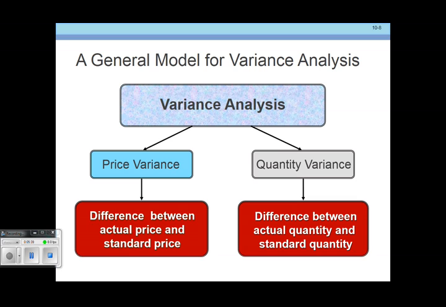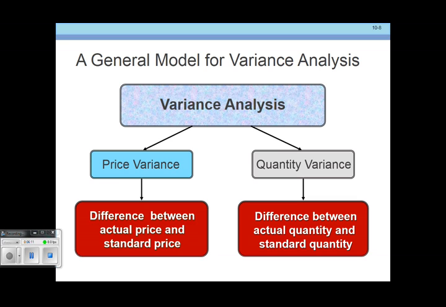A price variance is going to be the difference between the actual price and the standard price. So what we're looking for in the price variance is how much did we actually pay? What was the cost of that wood for that table, to use my example from earlier? And what was the standard price? What did we expect that price to be? And then the quantity variance is going to be the difference between the actual quantity, in the case of the wood, once again, for that kitchen table. How much wood did we actually use versus how much should we have used?